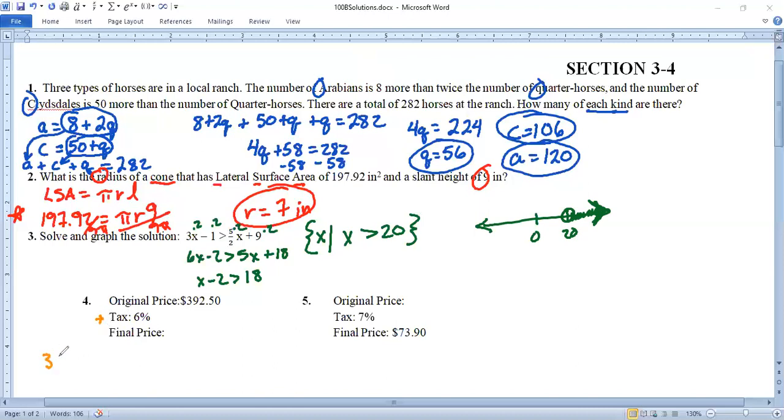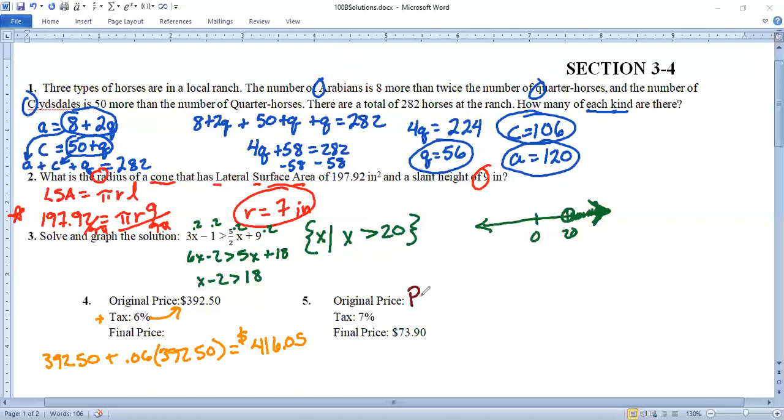So this is $392.50 plus 0.06 times, that's 6% right there, $392.50. And it equals, let's punch that in, 392.50 times 0.06, and then add it to that, and we get 416.05. And this is going to be in dollars and cents. Excellent.